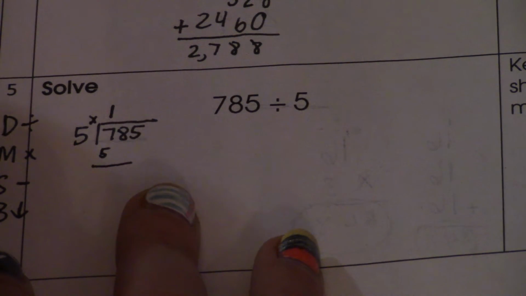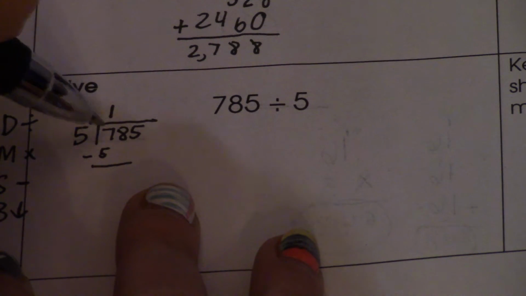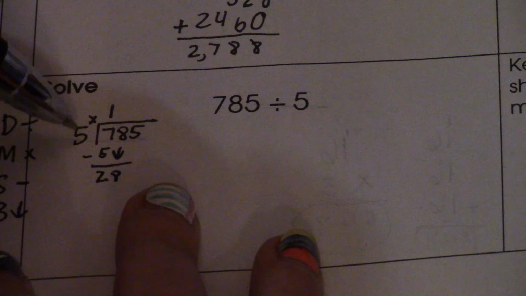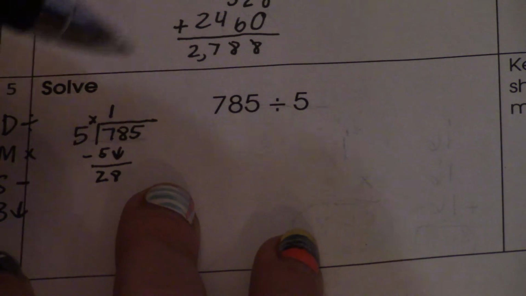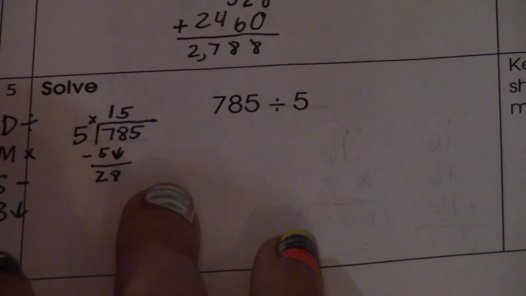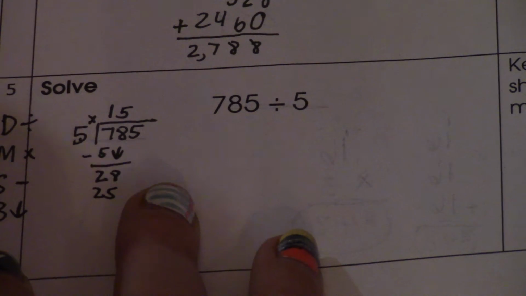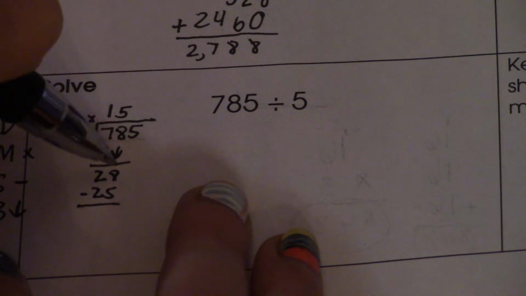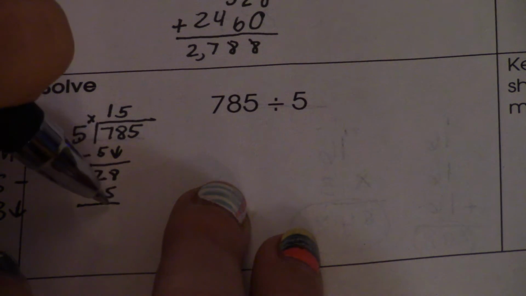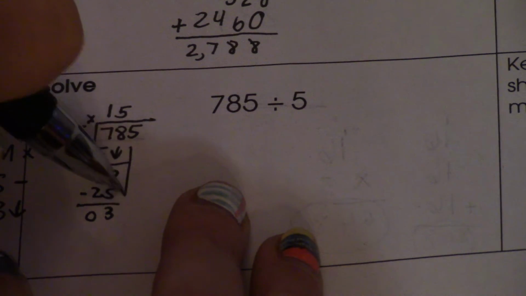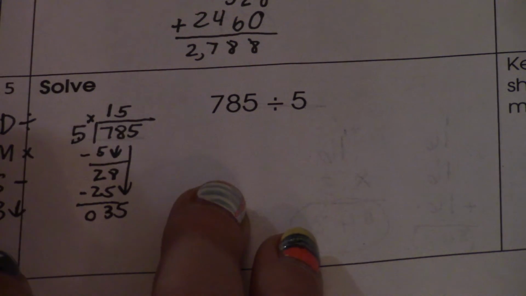So I did that. I multiplied. Now I'm subtracting. 7 minus 5 is 2. Now I need to bring down my next number, which is 8. Now I start at the beginning again. How many times can 5 go into 28? 5 times. 5 times 5 is 25. 28 minus 25. 8 minus 5 is 3. 2 minus 2 is 0. And I'm going to bring down my last number, which is a 5.